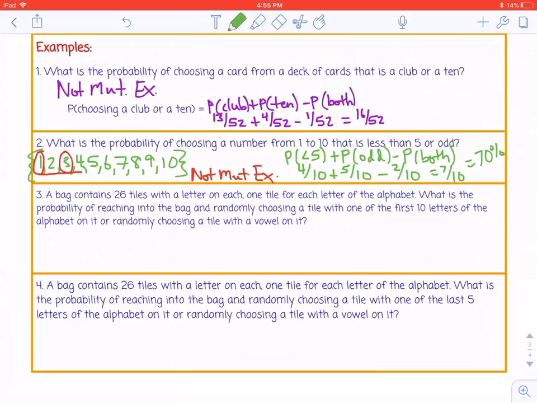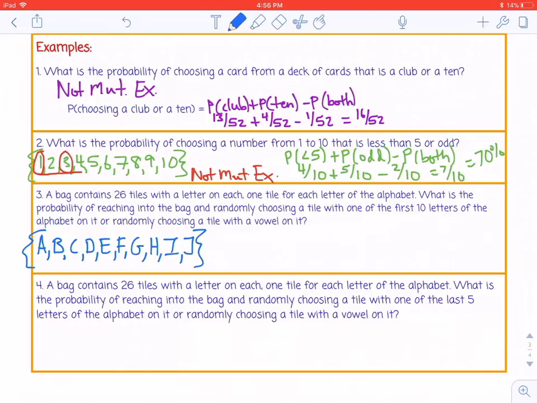Alright, so 2 more examples. A bag contains 26 tiles with a letter on each, 1 tile for each letter of the alphabet. What is the probability of reaching into the bag and randomly choosing a tile with one of the first 10 letters of the alphabet on it, or randomly choosing a tile with a vowel on it? Alright, so let's list out the first 10 letters of the alphabet. So we have A, B, C, D, E, F, G, H, I, J is our sample space.